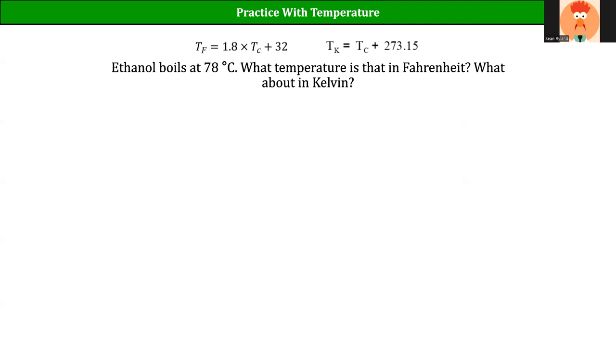You have a temperature in Celsius and you want to know Kelvin, plug the temperature in Celsius in right here. I'm just going to add 273. One of the easiest conversions that we do in this class, right? There's no conversion factors. Just add 273. All right, so for this problem, 78 Celsius plus 273.15. What do we get?